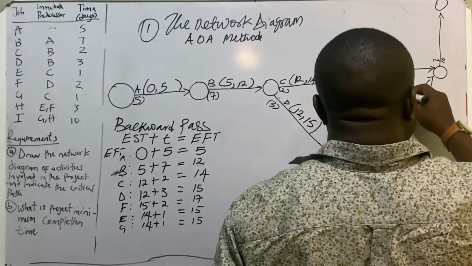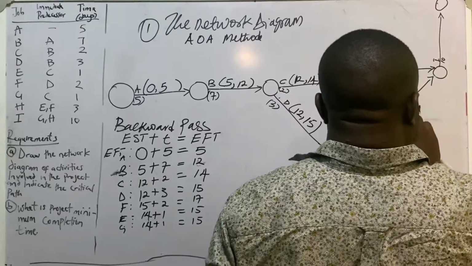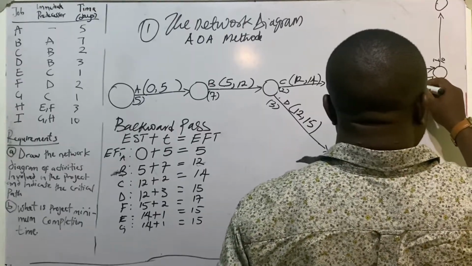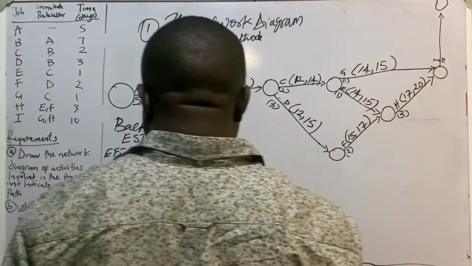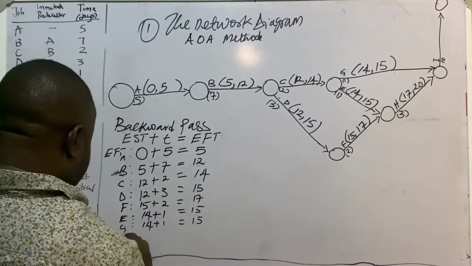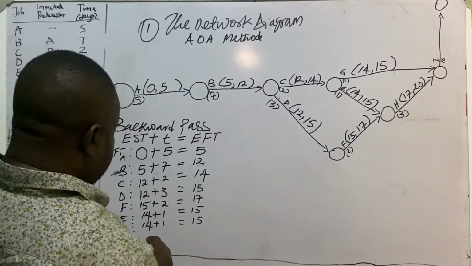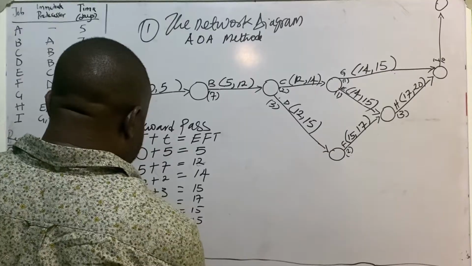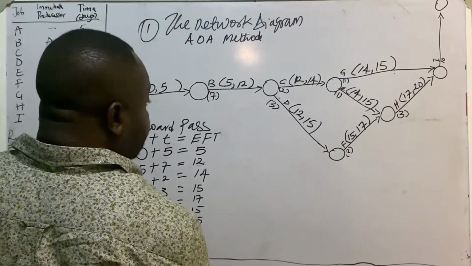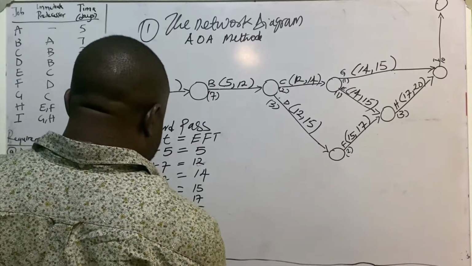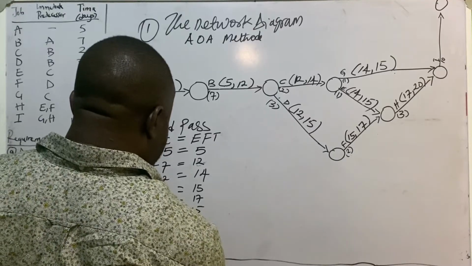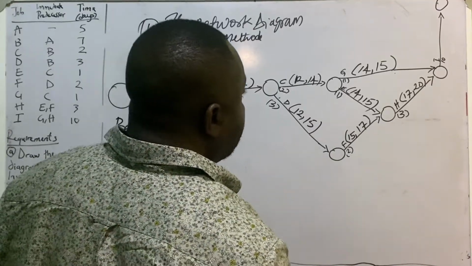So for activity H, we have 17 plus 3, the completion time, we have 20. So for H, we have 17 plus 3, it gives me 20.